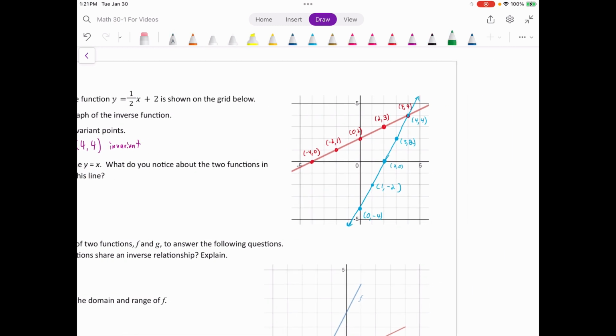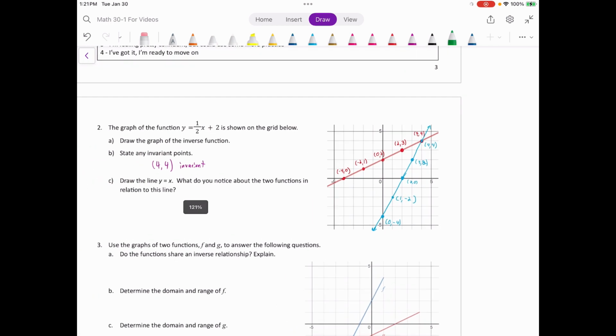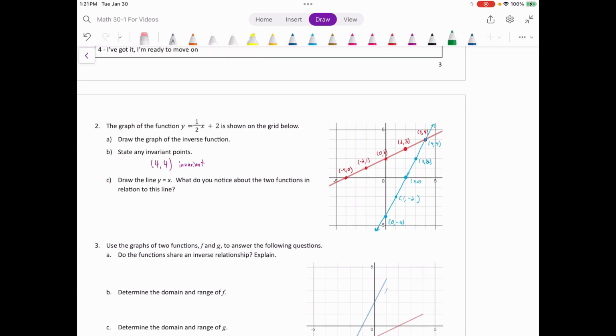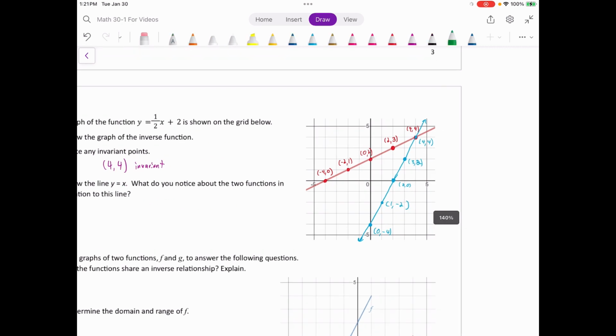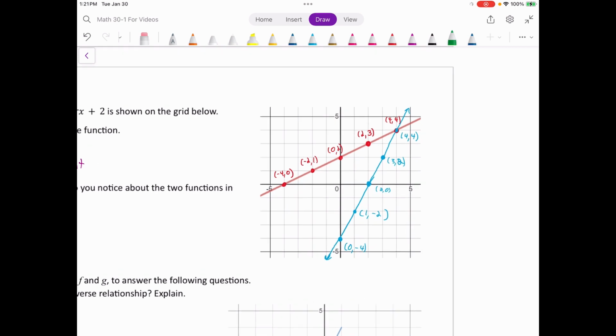Like any equation for a function, what is this one showing us? What are these points? They're all the places where the y value is equal to half of the x value plus 2. That's all we're seeing there. So the line y equals x is just going to show us all the places where y is just equal to x. So for example, 0, 0.